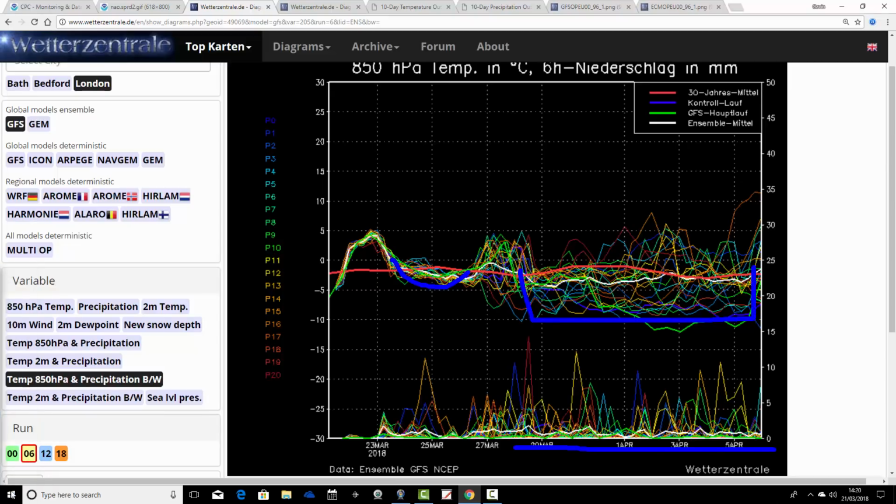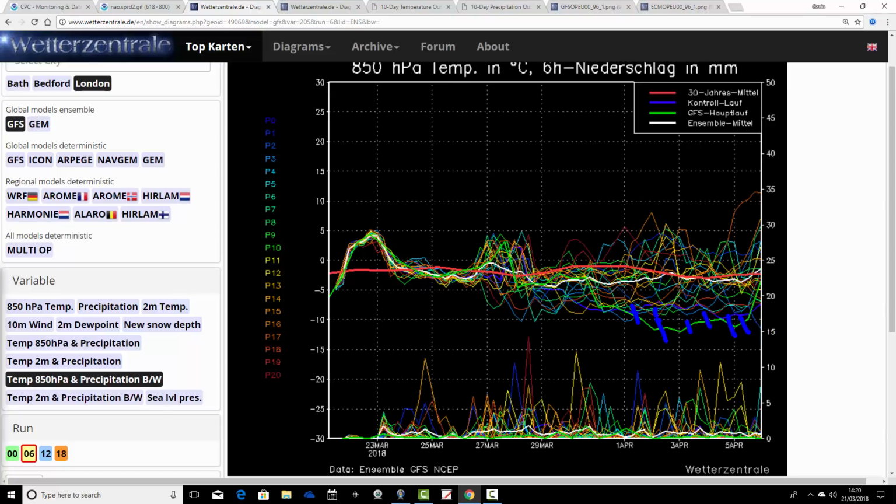Once again, you'll notice this thick green line breaking away from the rest of the coloured lines. That is the latest operational run of the GFS, which I'm going to show you in a moment. It does go very cold in its extended range, or very cold for the time of year.